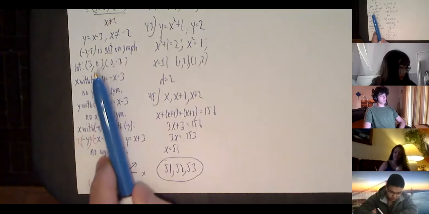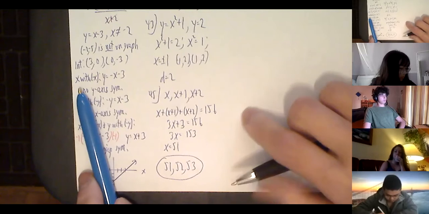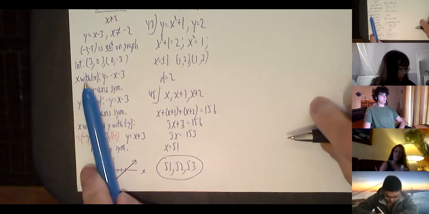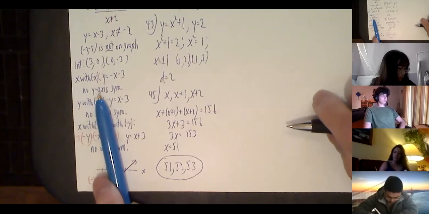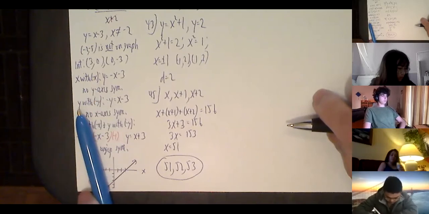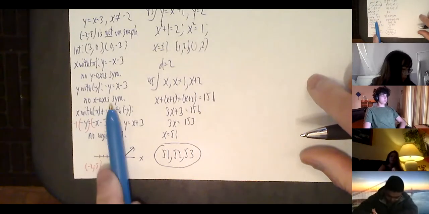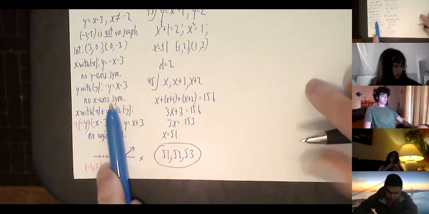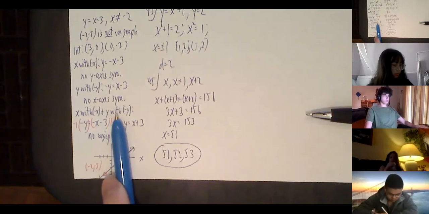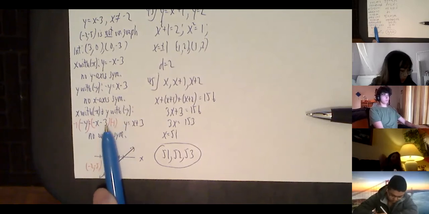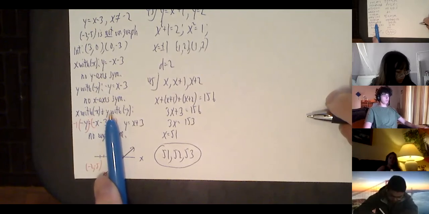Okay, now we do the tests for symmetry. So you recall from yesterday, if you replace x with -x and you get an equivalent equation back, that's called y-axis symmetry. If you replace y with -y and you get the same equation back, you have x-axis symmetry. And then if you do both, replace x with -x and y with -y, and you happen to get the same thing back, you have origin symmetry. And again, if you want to put that in your cheat sheet, you may.